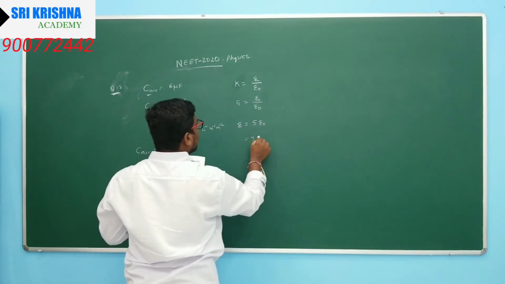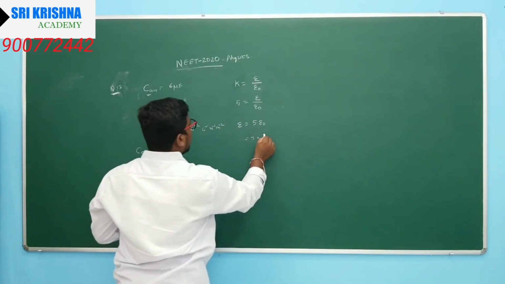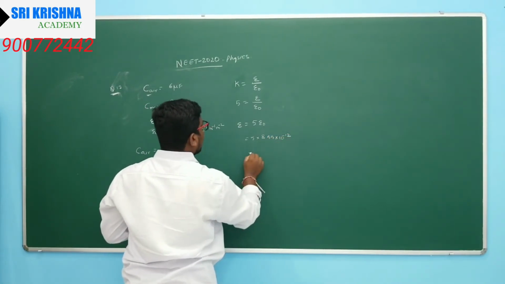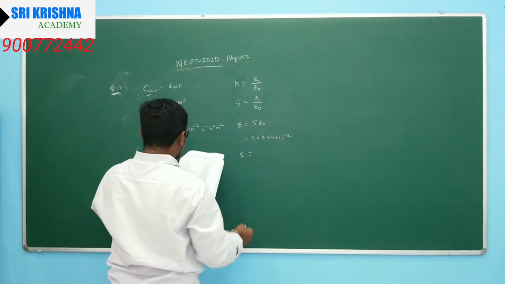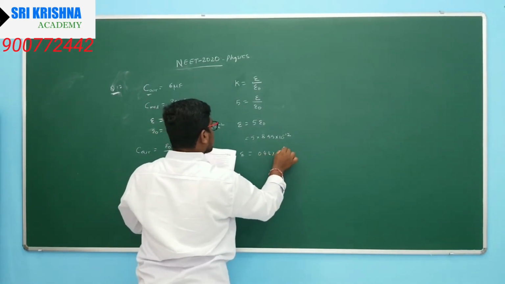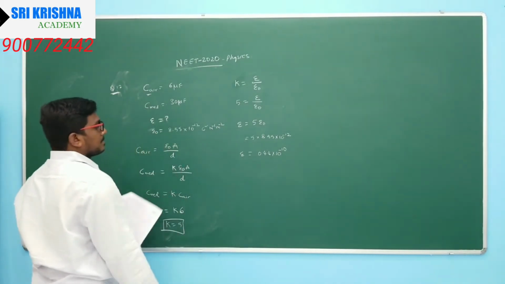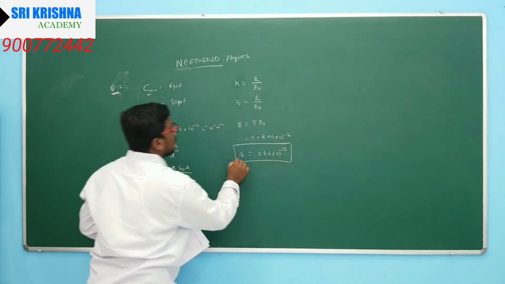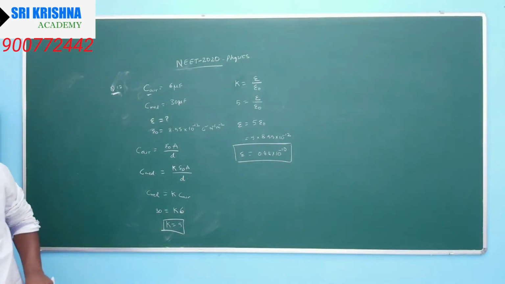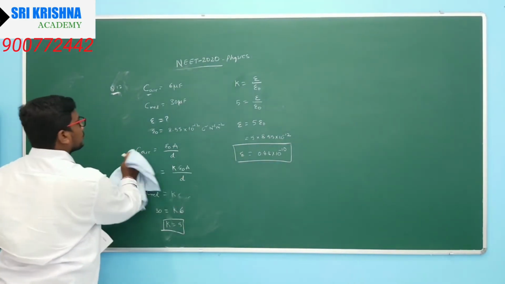So the permittivity of the medium is 5 times the permittivity of air. So 5 into 8.85 into 10 power minus 12 will give you the answer, 0.44 into 10 to the power of minus 10. This is the permittivity of the medium. Next question.